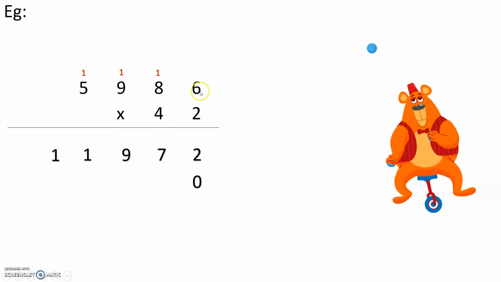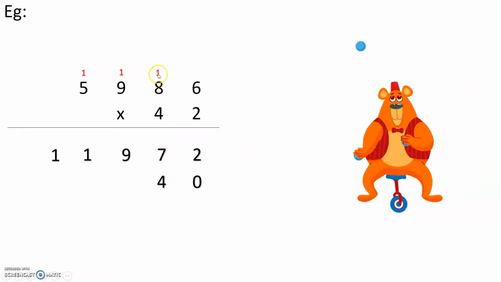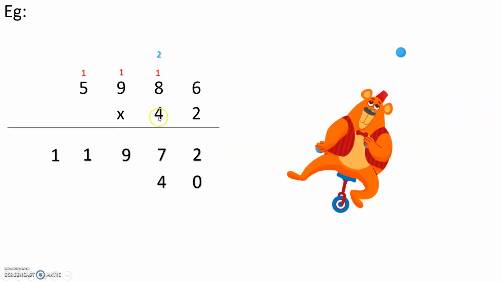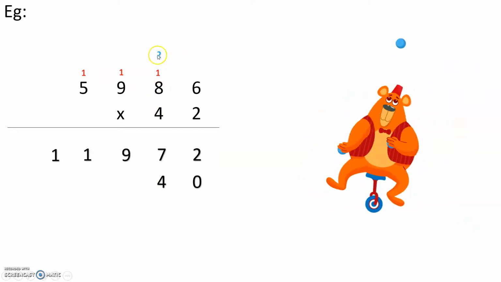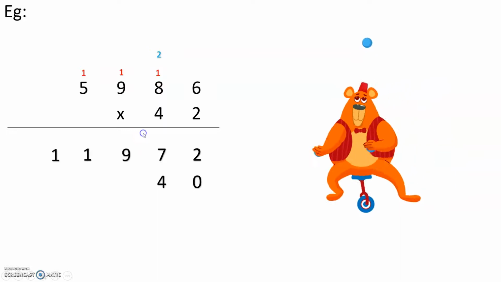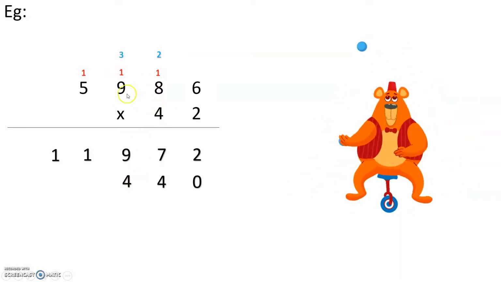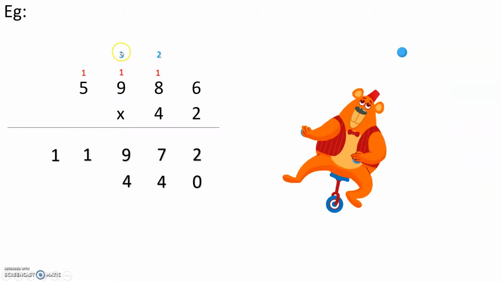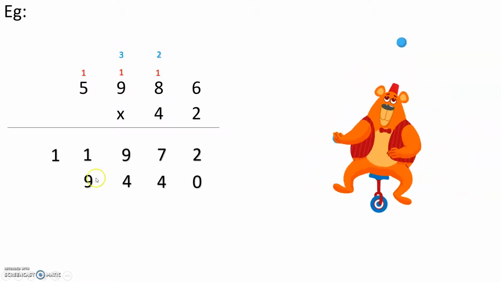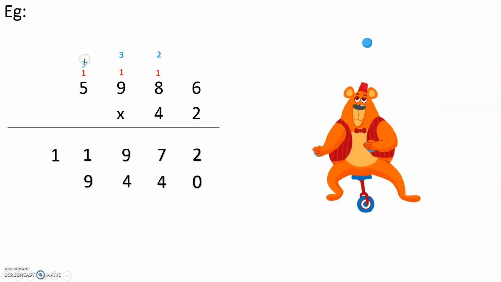Then 4 6s are 24. We'll write 4 and then we'll carry 2. Then 4 8s are 32. 32 plus 2 is 34. So we'll keep 4 here and then we'll carry 3 here. Then 4 9s are 36. 36 plus 3 is 39. So we'll keep 9 here and then we'll carry 3 here.